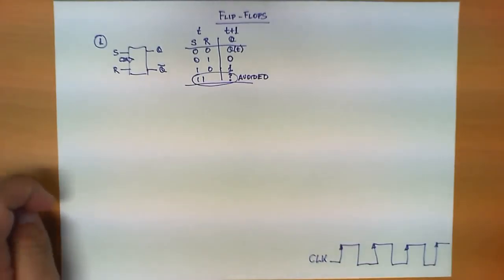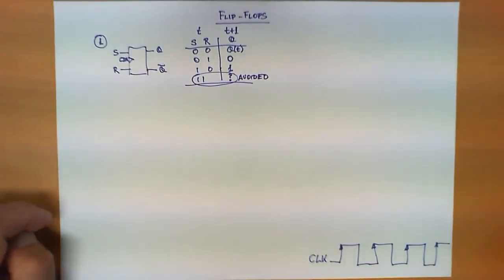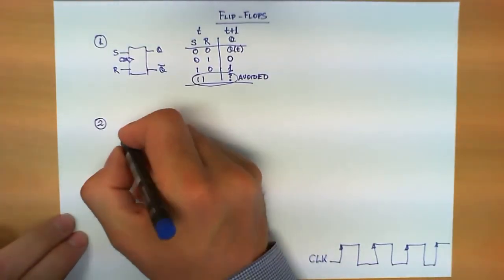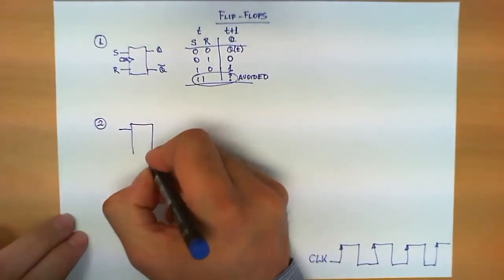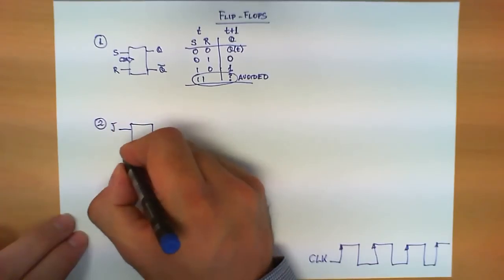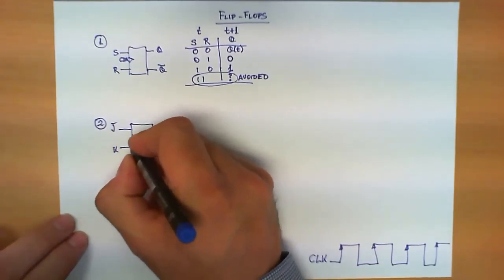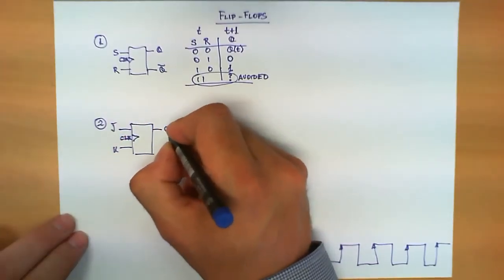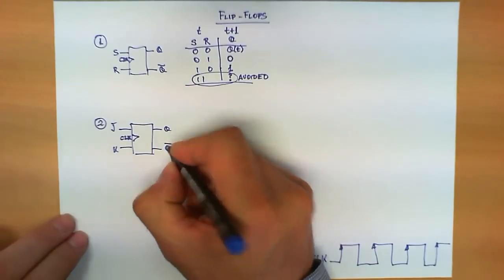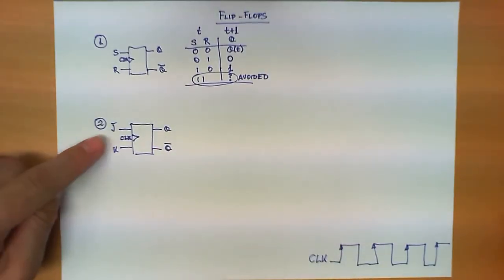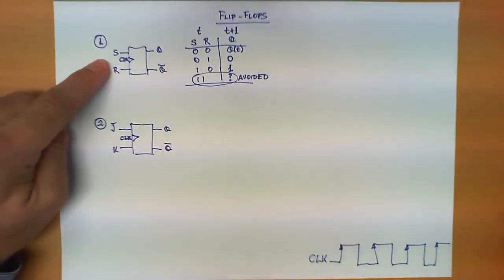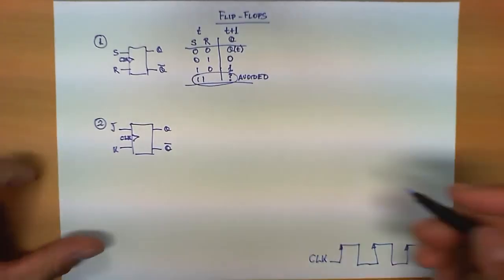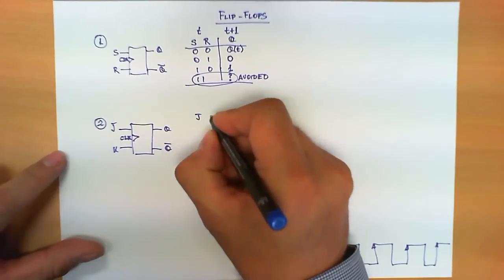Okay, so after looking at this, we're going to see two more types of flip-flops which are similar. The first one is the JK flip-flop, which has again three inputs, J, K, and clock, and the same two outputs as before, Q and Q bar. So this flip-flop over here behaves very similar to this one with a slight difference. And this is represented by the transition table.